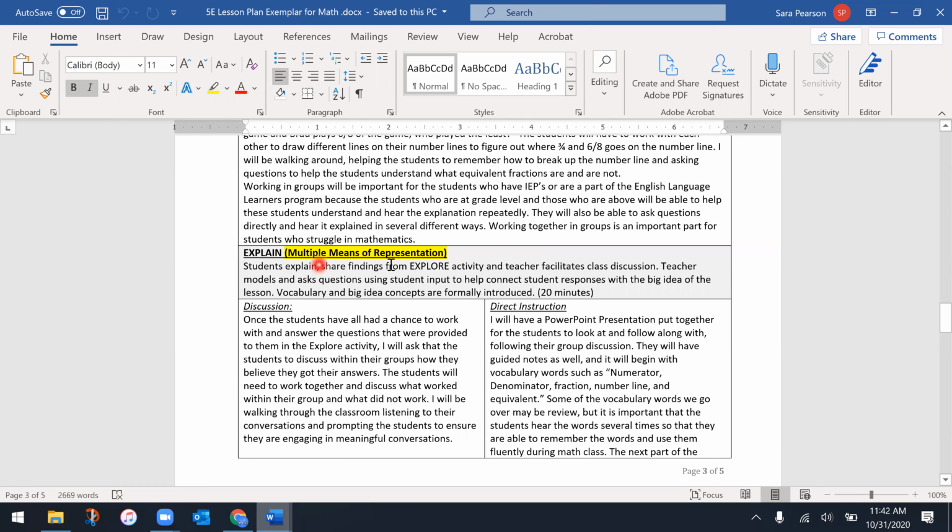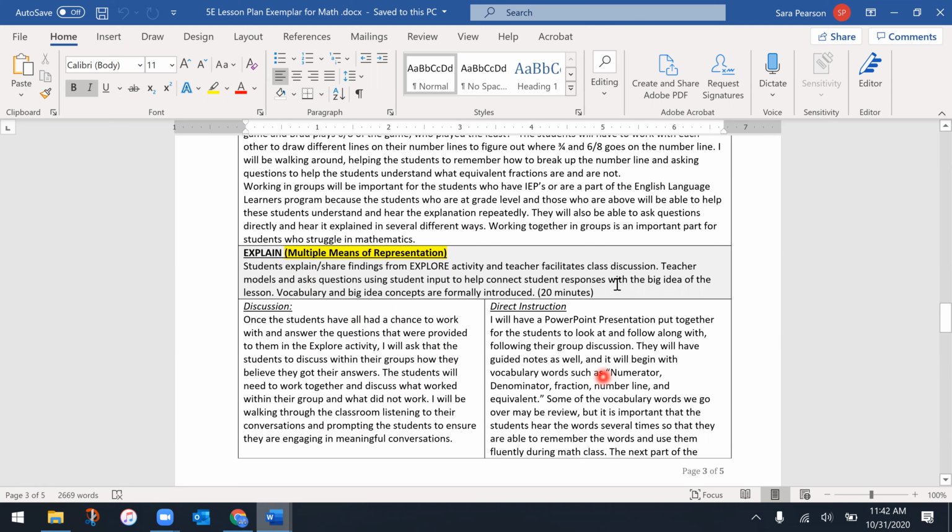When we get to the multiple means of representation section, that's in the explain phase. Explain in the 5E lesson plan is where teaching happens. So you want to start by debriefing on what they learned in the explore activity and using that experience to now teach them about your new concept, in this example, equivalent fractions. You'll also introduce your vocabulary words in this section.